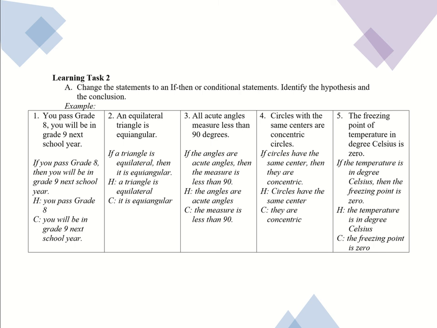Number 2, an equilateral triangle is equiangular. So, parang nabigyan na itong given na to, no? If a triangle is equilateral, then it is equiangular. Our hypothesis here, a triangle is equilateral. The conclusion is, it is equiangular.